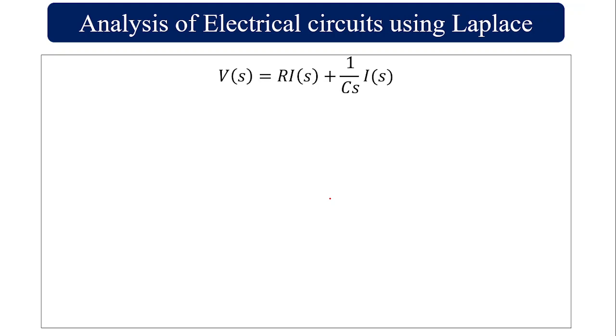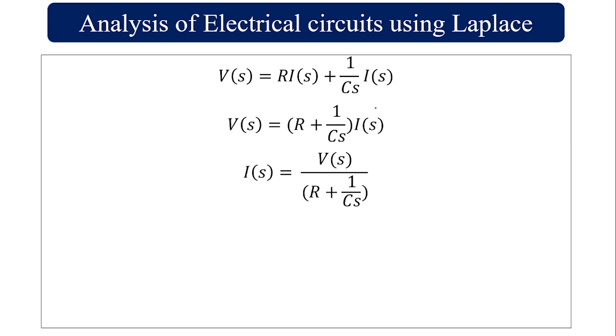V(s) = R I(s) + 1/(Cs) I(s). I am going to take I(s) commonly out, so I can write it as (R + 1/(Cs)) I(s). From this I am going to find the I(s) value, which is V(s) divided by (R + 1/(Cs)). The output equation that we got is V0(s) = I(s) divided by Cs.